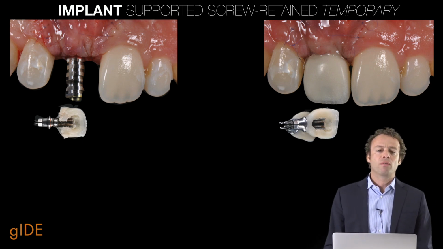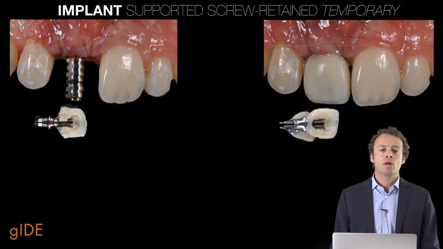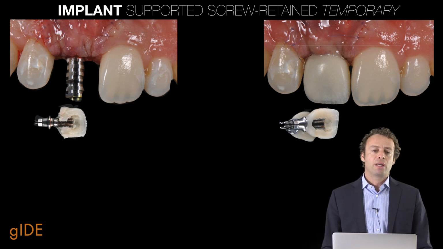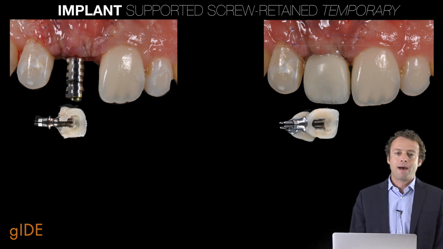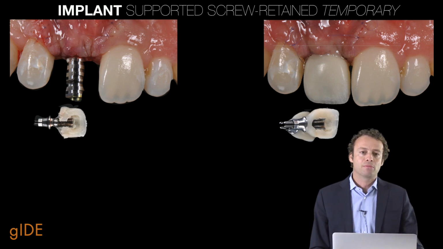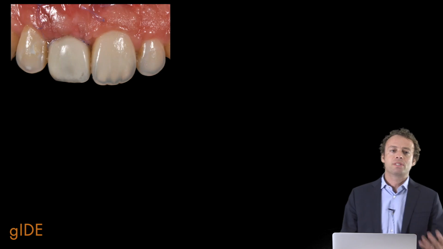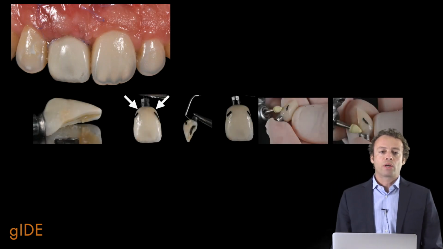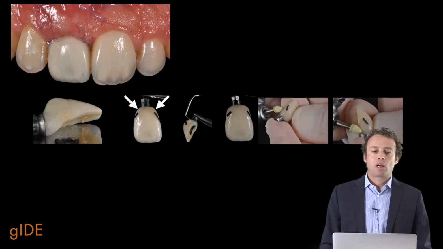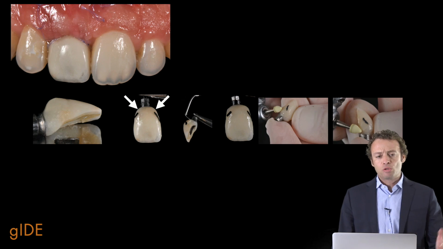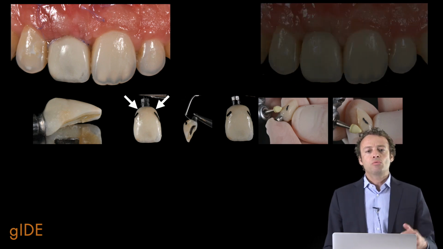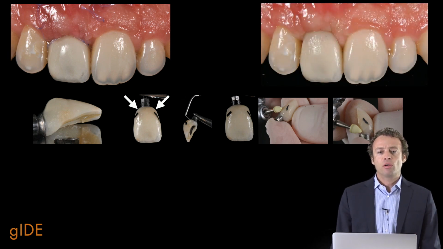For example, if we have a look at this case, we can see how at the time of the re-entry, we place a temporary abutment, a screw-retained temporary abutment, in order to immediately place a temporary restoration. And step by step, we start to work on the temporary, adding some composite in the subgingival portion in order to idealize the soft tissue morphology and to achieve this kind of result.